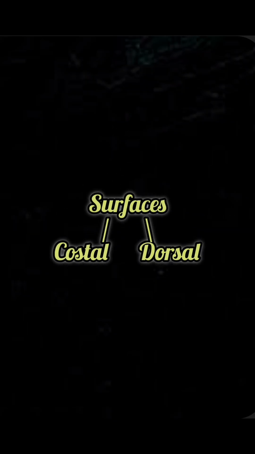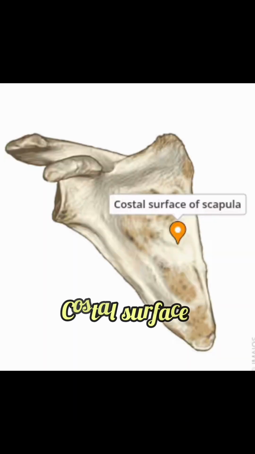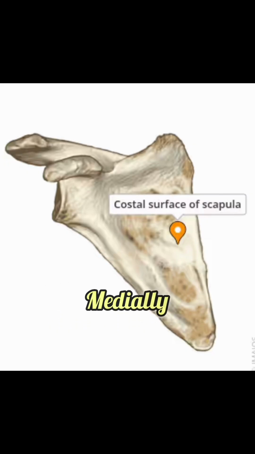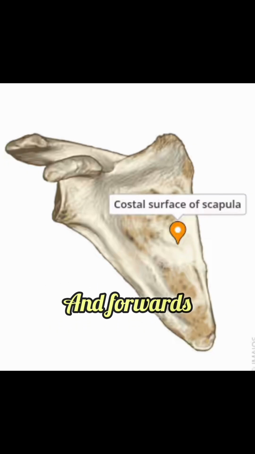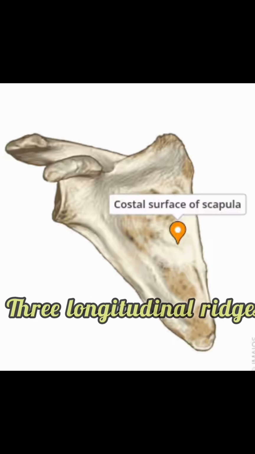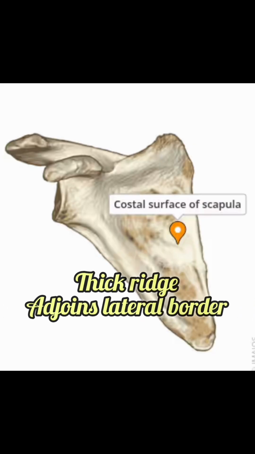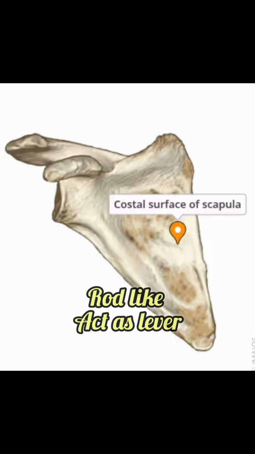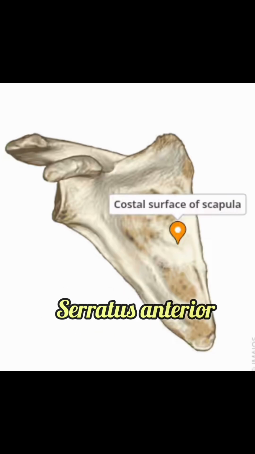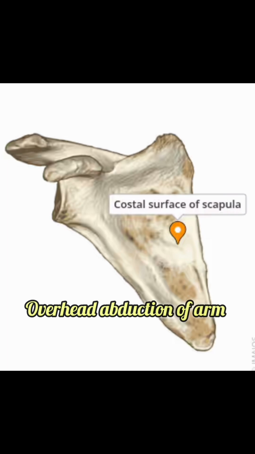The two surfaces: costal surface and dorsal surface. Costal surface, or the subscapular fossa. It is concave, directed medially and forwards. It is marked by three longitudinal ridges. Another thick ridge adjoins the lateral border. This part is almost rod-like and acts as a lever for the action of the serratus anterior in overhead abduction of the arm.